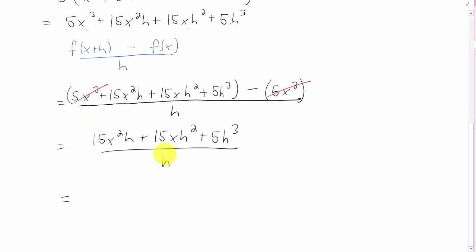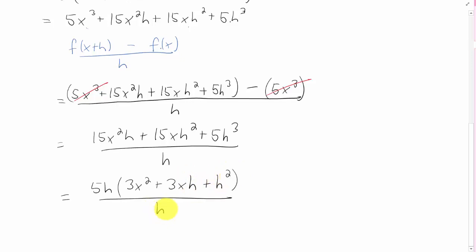All right, we need to cancel this h from the denominator. The safest way to do that is to factor what we can out of the numerator. We can factor a 5h, it looks like, out of the numerator, leaving us with a 3x squared, a 3xh, and an h squared. Now this h in the denominator can cancel with this factor h in the numerator, and we have ourselves a final answer. Okay, that was pretty fun.